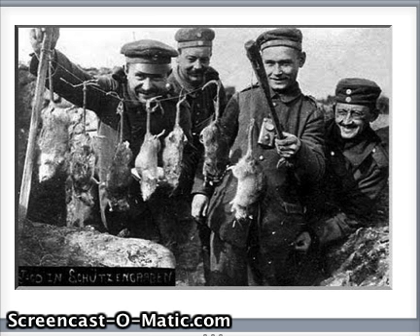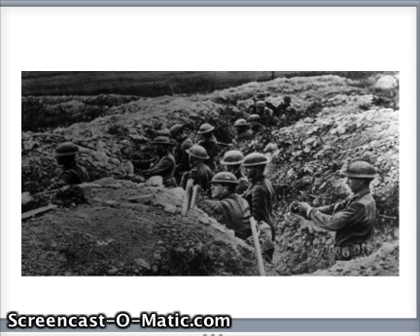Here you can see soldiers with rats that they've caught in the trenches. Imagine that size of rat, many of them, going after your food in the trench. You're sleeping in the trench, they're running around. It was really not pleasant conditions. This is another view of soldiers in trenches getting ready to fight in a forward trench.